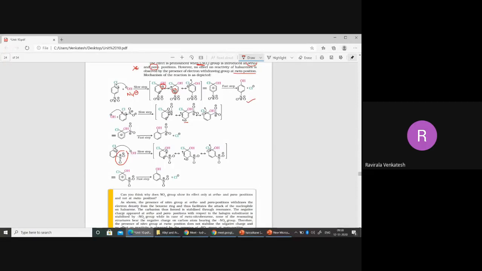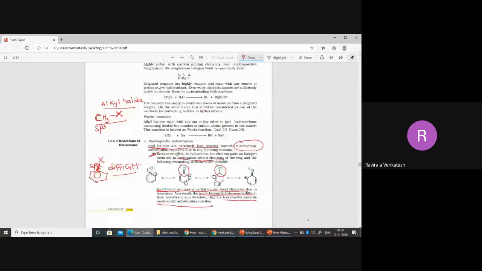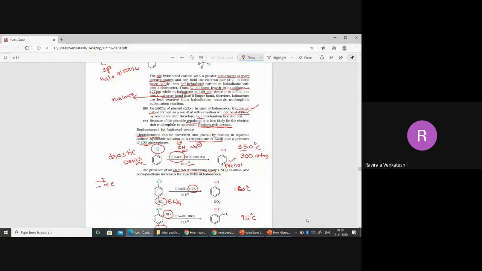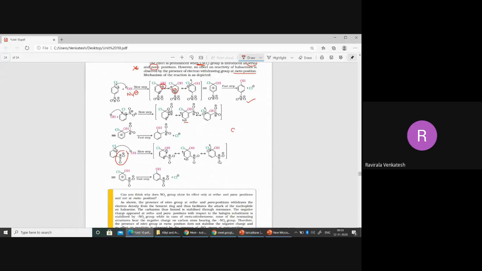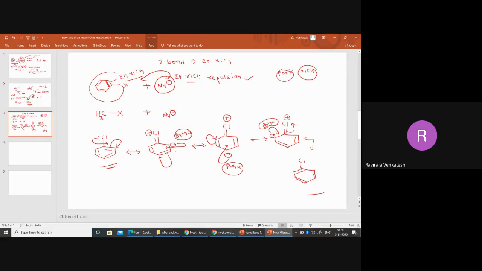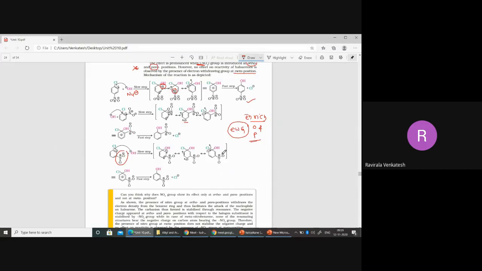So what is the function of the electron withdrawing groups here? Why are we taking this? I already told you, in the fourth reason, if you observe, what is the fourth reason? Because of the possible repulsions, it is less likely for the electron rich nucleophile to approach the electron rich arenes. So the electron withdrawing groups will decrease the electron richness. Where are you getting electron rich? At ortho position and para position, electron rich is there. Observe again: here electron rich, here electron rich, here electron rich. There it is withdrawing the electrons. Because of this, when the electron density decreases on arenes, the nucleophilic substitution reactions take place. Okay, so this is the reason.